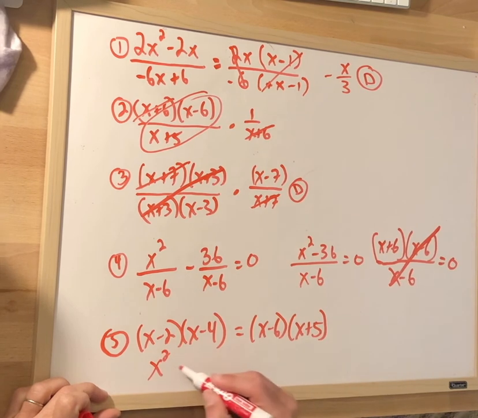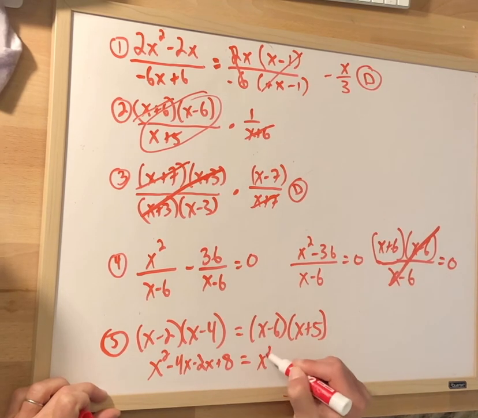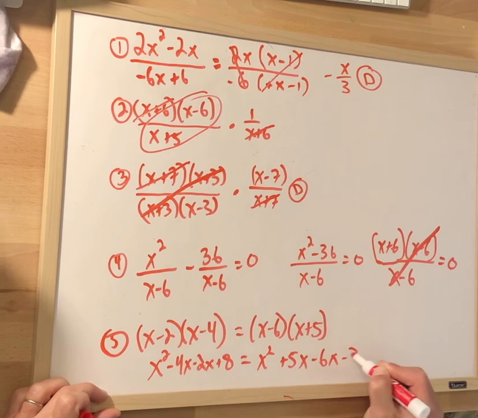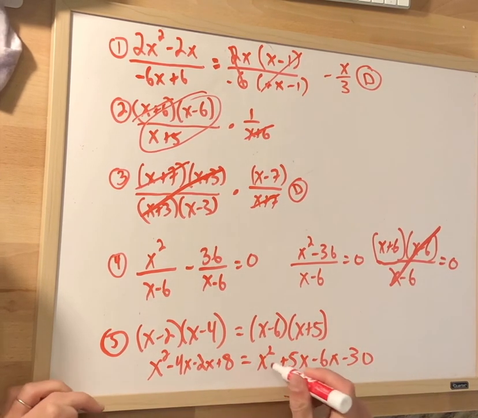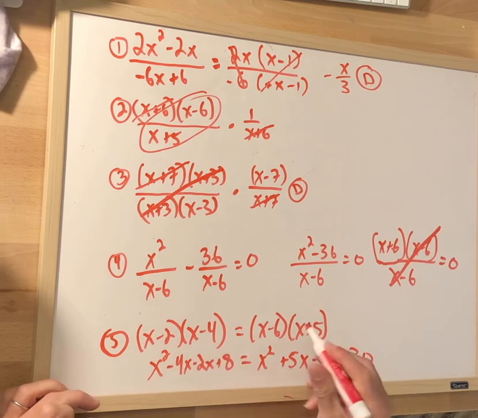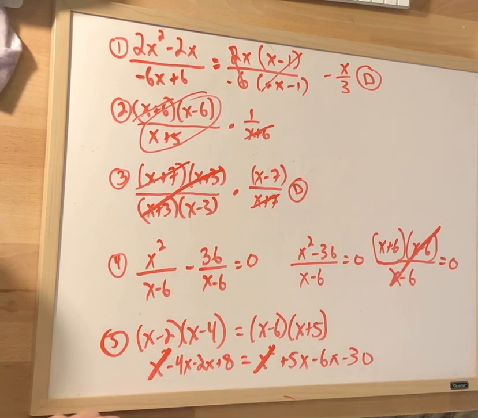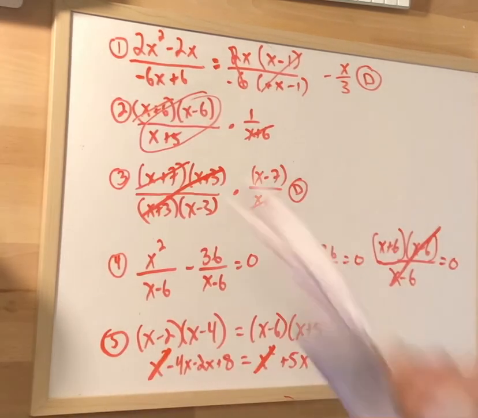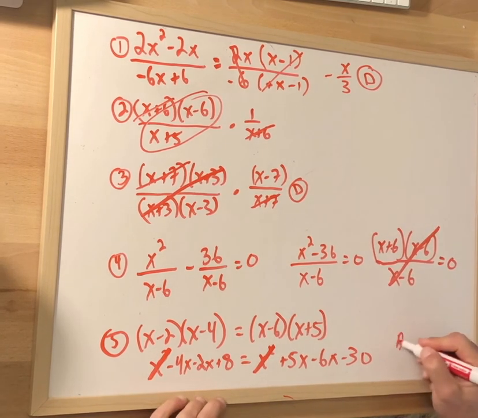X squared minus 4x minus 2x plus 8 equals x squared plus 5x minus 6x minus 30. Now look, I have to get one side equal to 0. So if I move this over, the x squareds are actually going to cancel out. And then I'm left with this simple linear equation, by isolating my x and solving, giving you, for number 5, your answer is A.